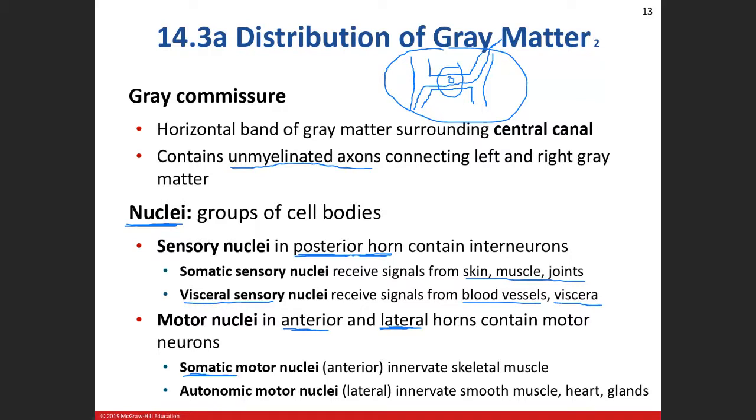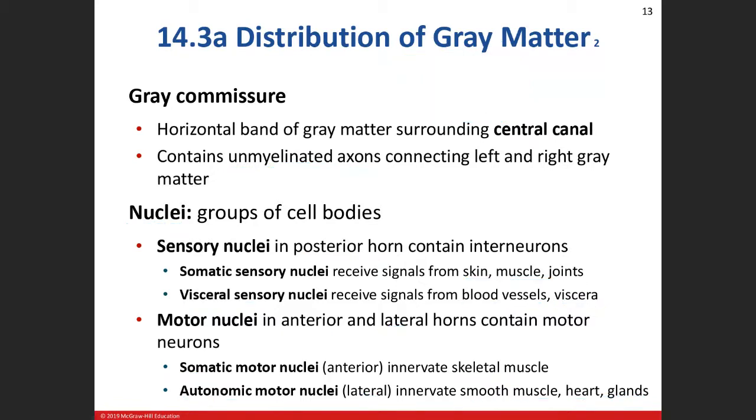And the motor nuclei, it's somatic, that's an easy one. Somatic means we have conscious voluntary control. So that's going to be the anterior portion, and it's going to innervate skeletal muscle. Autonomic, that's autopilot. We don't have any control over that. That's going to be in the lateral horn, and that's going to be our smooth muscle, cardiac muscle, and gland tissue. Okay? That's what we see in this picture.